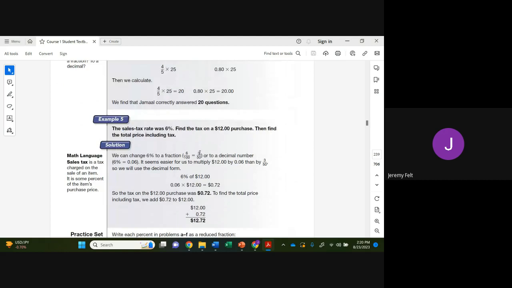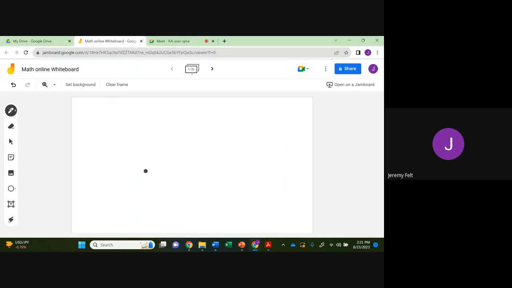If we're looking at sales tax, you'll see a lot of sales tax questions on tests in 6th, 7th, and 8th grade. So it says the sales tax was 6%, find the tax on a $12 purchase, then find the total price. So we have to add the purchase price or the subtotal, and then add the tax to get the total purchase price. So 6% of, or times, $12.